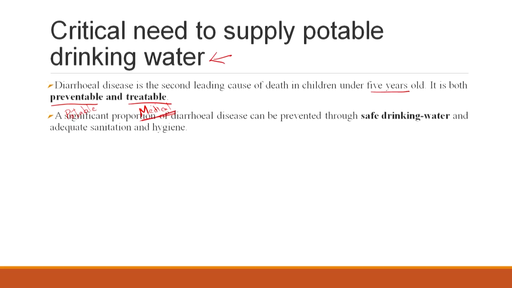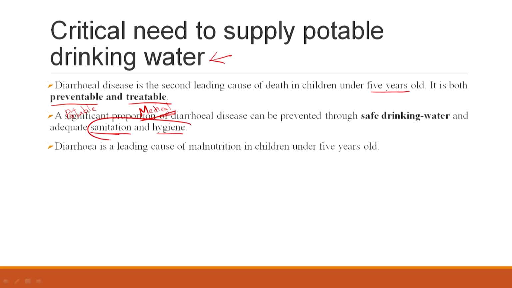Yes, let us move on. A significant part can be prevented, as we discussed, through adequate sanitation and hygiene, again related to both awareness and infrastructure. And again keep in mind that diarrhea is not just one of the leading causes of death, it's a leading cause of malnutrition in children under 5 years old.